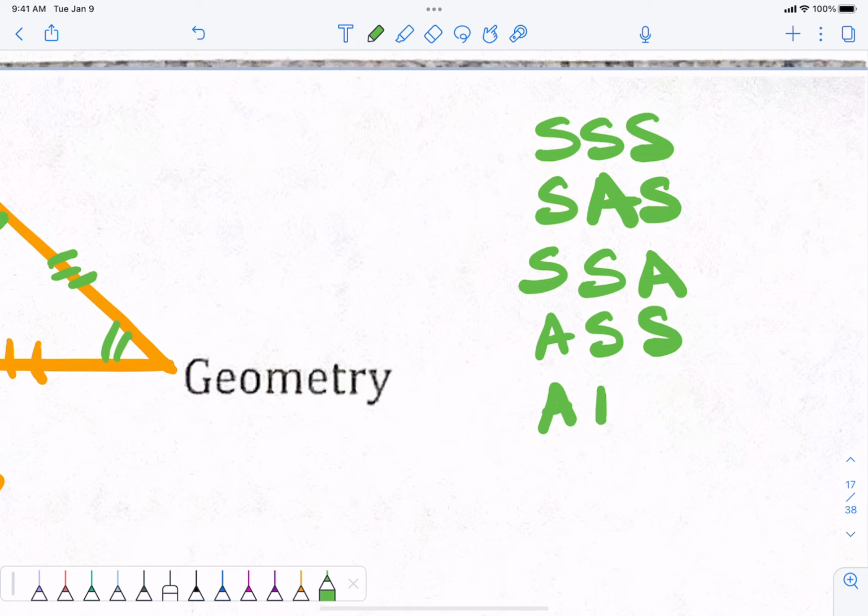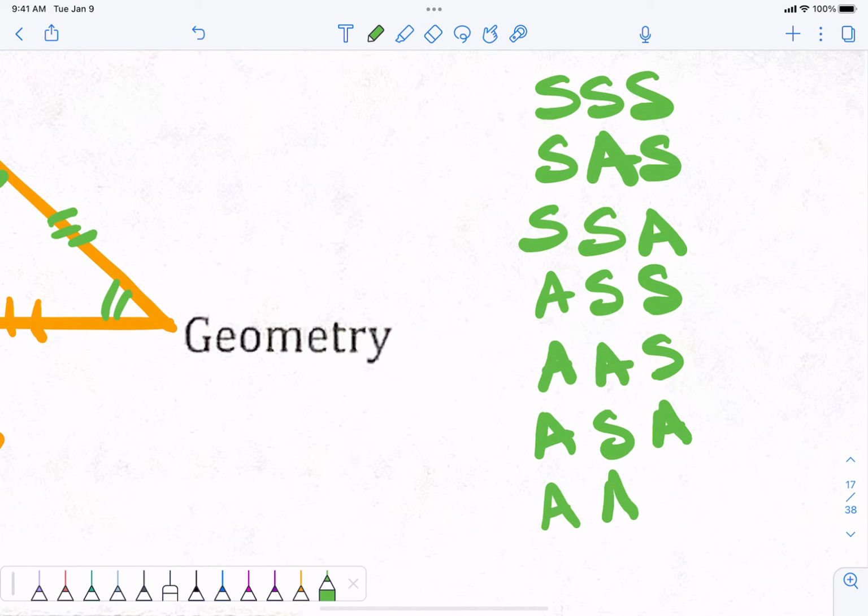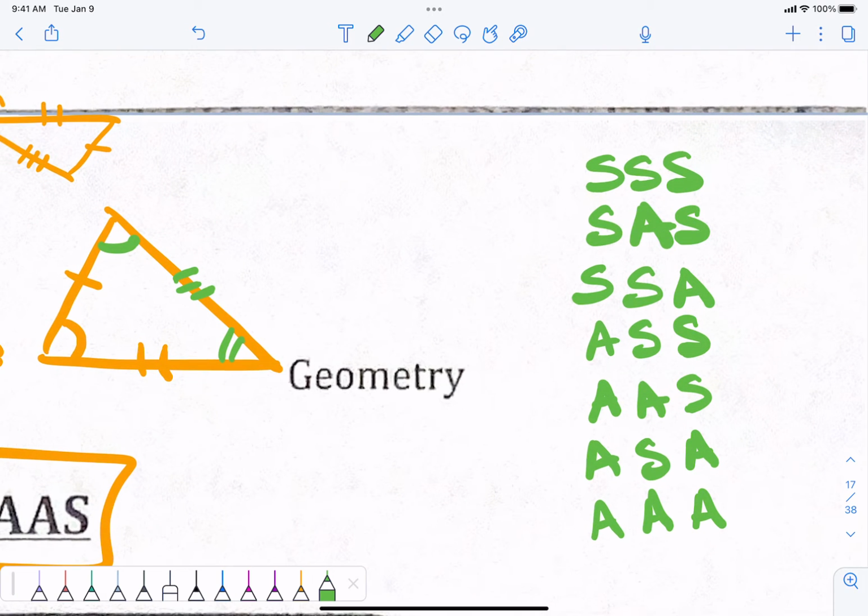Then we have angle, angle, side. We have angle, side, angle, and angle, angle, angle. Did I get all of them? No, we're missing one. What one are we missing? Side, angle, angle. There we go. We're so good. SAA. We're missing those. Okay, so there's all 8 of them. Those are all 8 combinations that we could have. Okay?